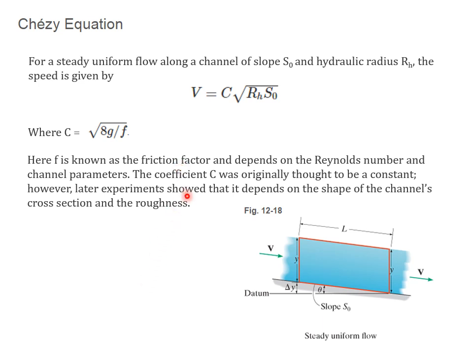The coefficient C was originally thought to be constant. However, later experiments show that it depends on the shape of the channel's cross-section and the roughness. So this diagram shows you sort of what we're looking at here. S is the slope, measured in reference to the base level.